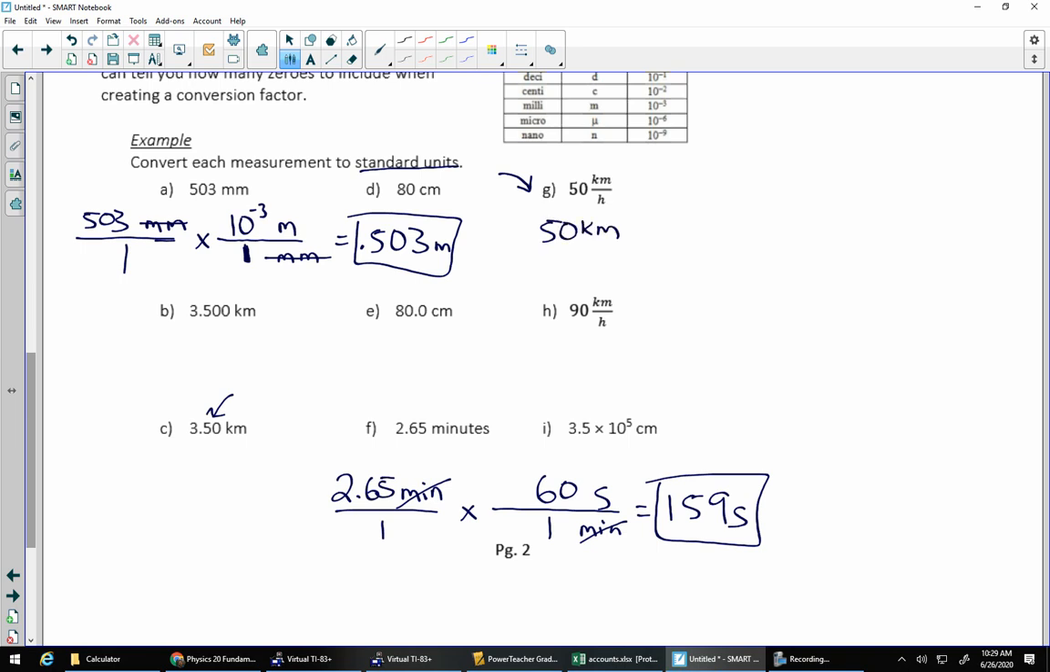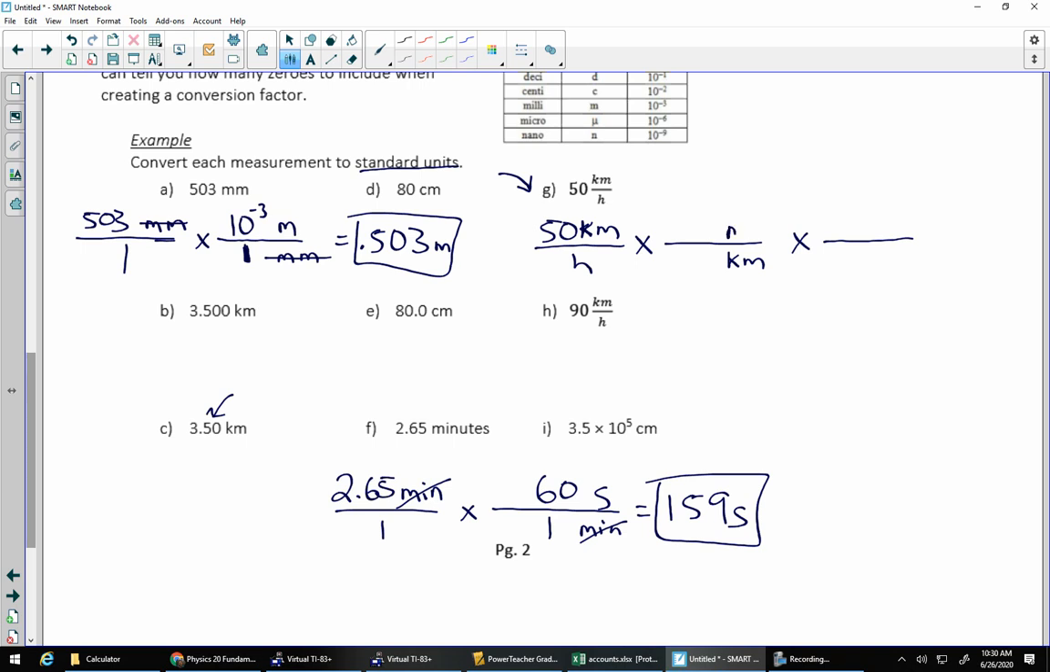So 50 kilometers per hour, and you'll notice what I'm doing. I'm having a distinct top and bottom: 50 kilometers per 1 hour, numerator, denominator. I'm actually going to need two conversion factors for this. One to get rid of kilometers, and the other to get rid of hours. So let's start with kilometers first. I'm totally going to ignore hours and just focus on kilometers. Kilometers is currently on the top. I want to get rid of it, so it needs to go on the bottom. Things on top cancel with things on bottom.